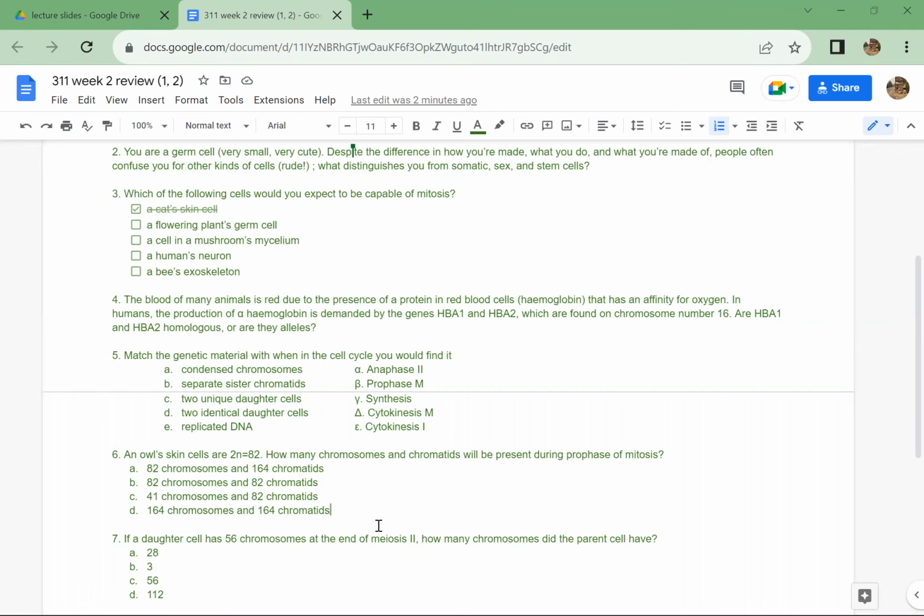Well, we did talk about it. Germ cells do not utilize mitosis. Germ cells utilize meiosis in order to create distinct sex cells. These gametes will go on to combine with another sex cell from preferably another organism, and they will grow into a zygote that is actually diploid. Oh, we haven't talked about ploidy yet. I should do that. Anyway, a cell in a mushroom's mycelium.